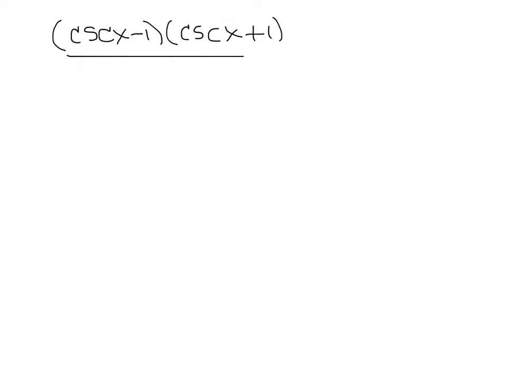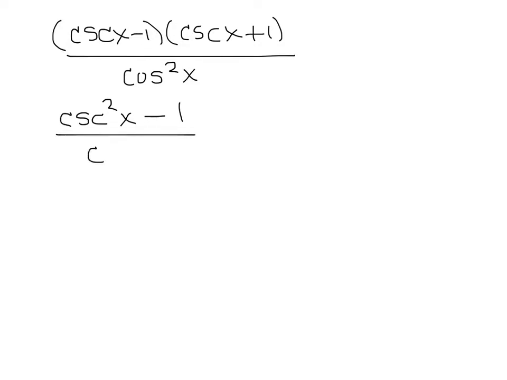On problem number 5, the first step is to multiply the numerators together. We have (cosecant of x minus 1) times (cosecant of x plus 1) all over cosine squared x. The numerator is a difference of two squares, so if you FOIL this out, the first terms will give you cosecant squared x. The outer and inner terms will cancel, and you get minus 1 for the last terms. This is now divided by cosine squared x.